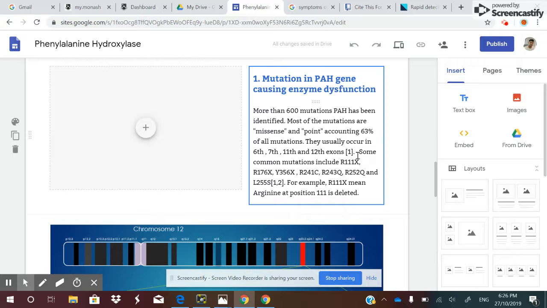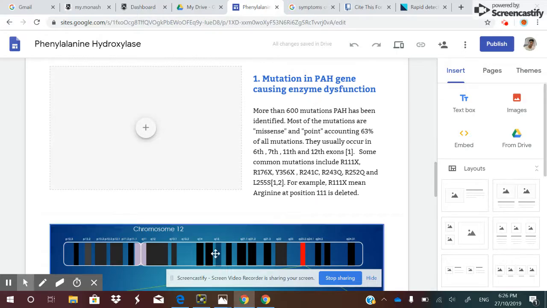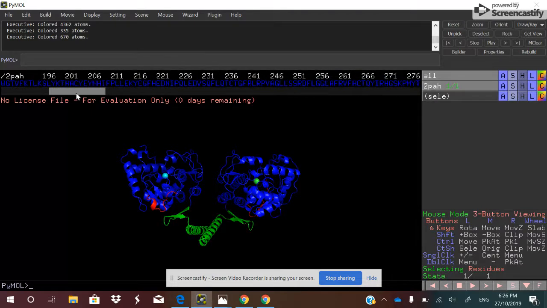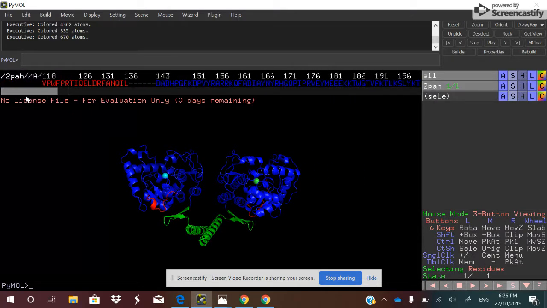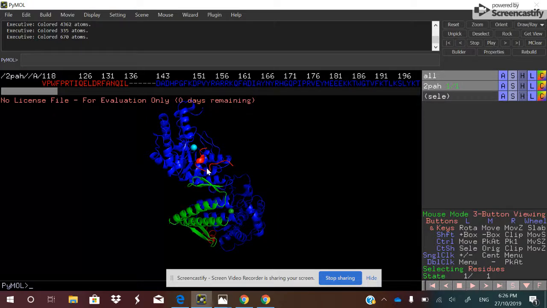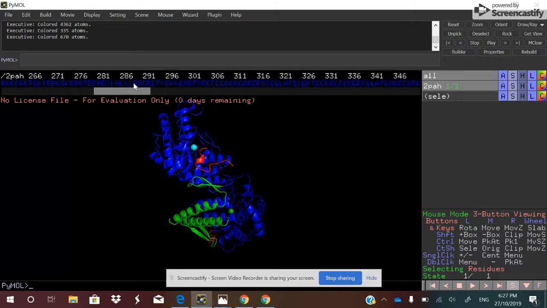Now let's look at some examples of common mutations. R111X, which means arginine at position 111 is deleted. So what happens if it is deleted? Let's go to position 111. It lies in the N-terminus region. If arginine is deleted at 111, then that causes a frame shift mutation, which changes the entire sequence of the protein.